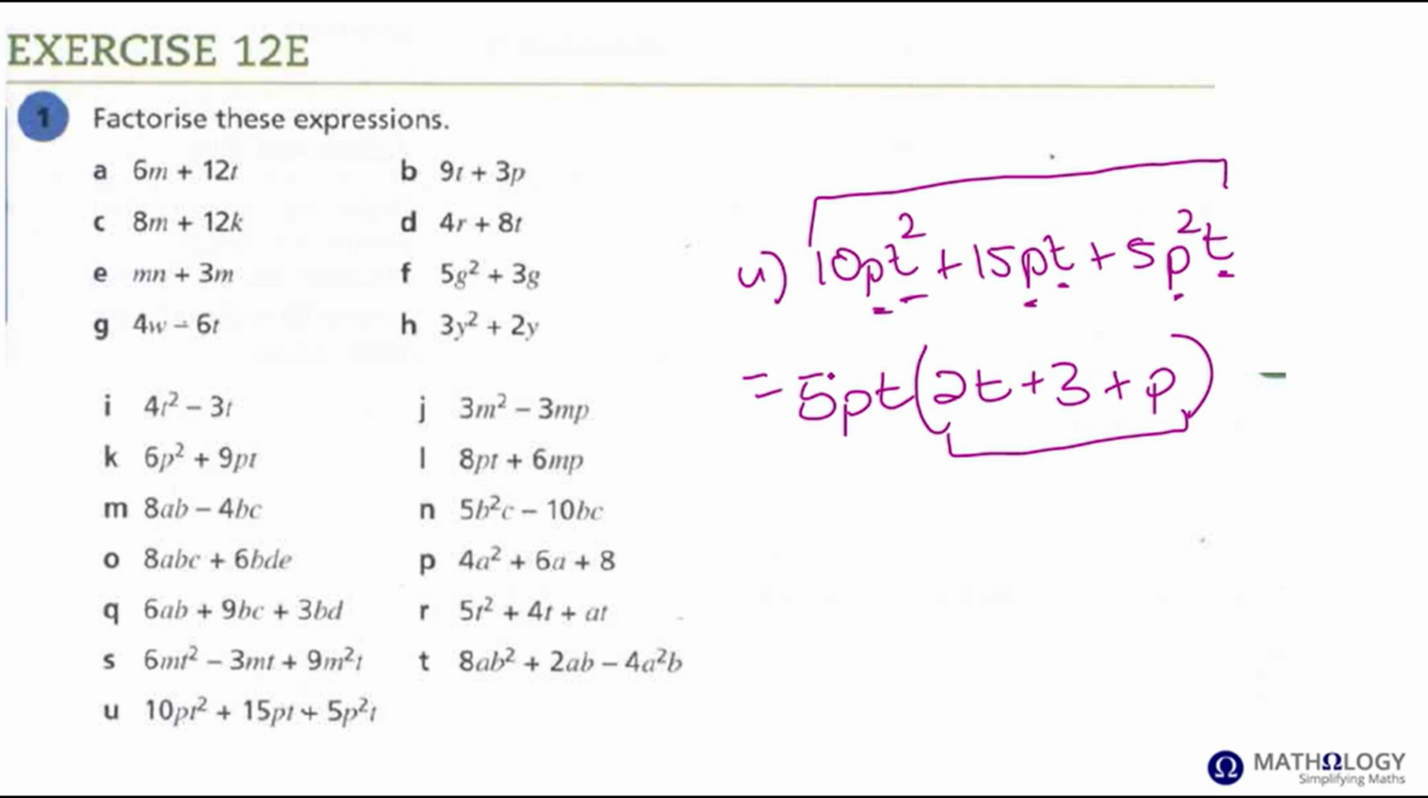5pt times t. 5 times 2 is 10. pt times t is pt squared. 5pt times 3 gives us 15pt. And 5pt times p will give us 5p squared t.